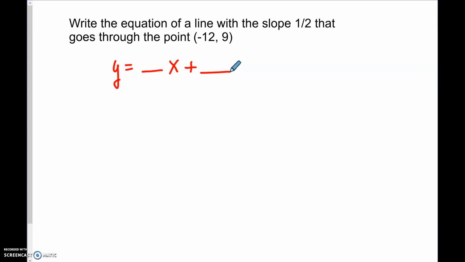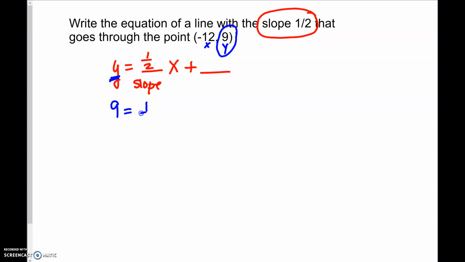All right, now we know that slope always goes in this first blank, and they actually told us the slope right here. They told us that the slope is 1/2, so I can go ahead and put that in this first blank. But they do not tell me what this y-intercept is. That's what I need to find. So it's helpful if I put x and y underneath here so I get my numbers in the right spot. So the y value is 9. So in place of y, I'm going to put a 9.